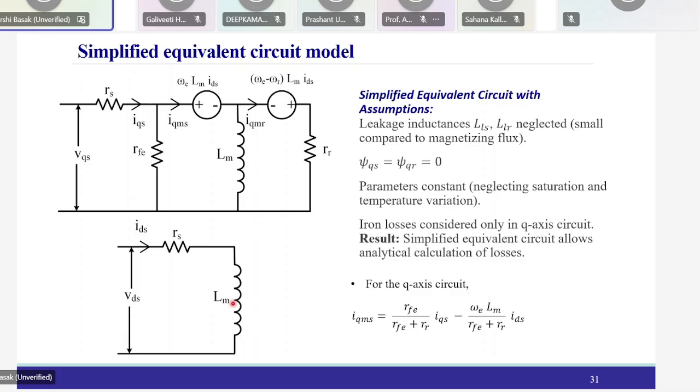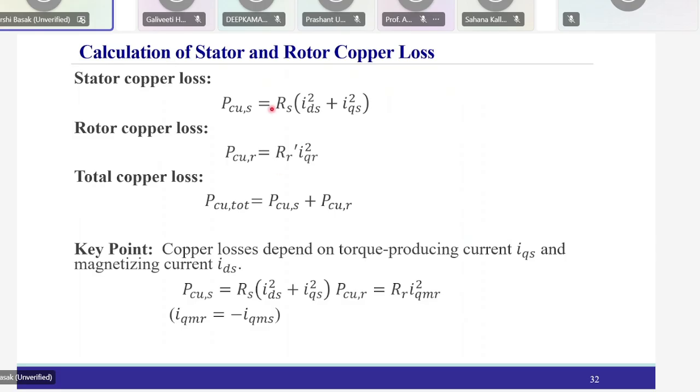This will be the D axis circuit, and this will be the Q axis circuit. So this will be the simplified equivalent circuit model. This RS and IQS, IQMS, and omega E times LM times IDS portion will remain. Now you can find out IQMS just by solving the circuit. You will get the equation for IQMS, and that will help you to calculate the losses.